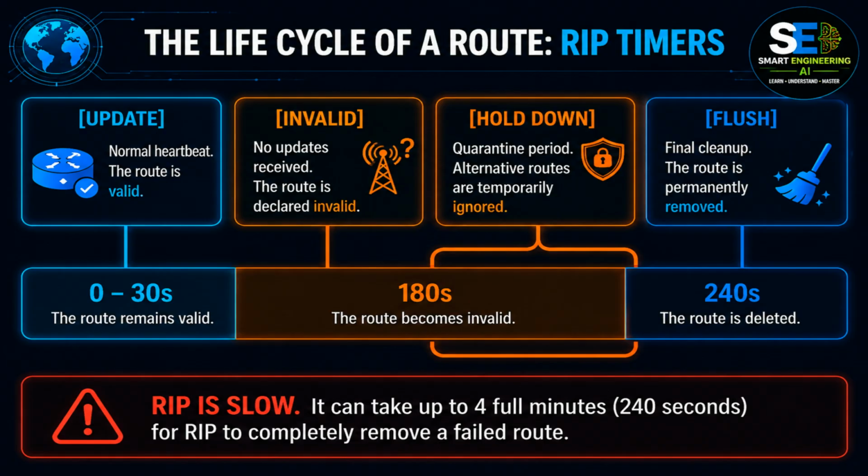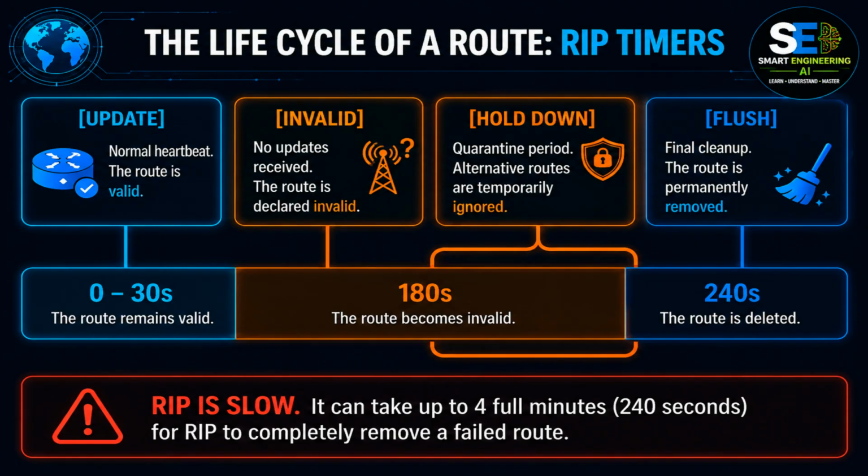Let's now explore how RIP manages the life cycle of a route using different timers. First, the update timer. Every 30 seconds, routers exchange routing information. As long as updates are received normally, the route remains valid. Next comes the invalid timer. If no update is received for 180 seconds, the router assumes the route is no longer reachable and marks it as invalid. After that, the hold down timer begins.